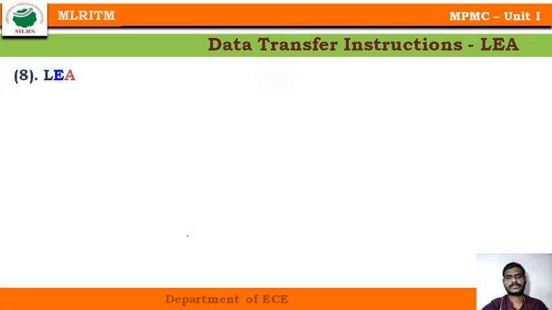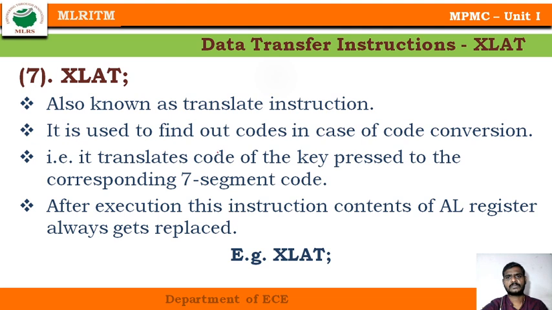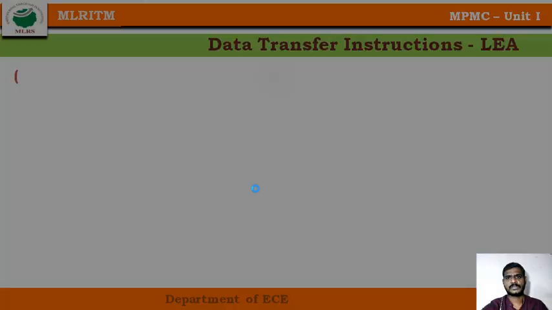Next one is XLAT. This is nothing but a simple data translation. It is known as data translate, used to find the codes in case of code conversion. That is, it translates the code of the key pressed to the corresponding 7 segment code. After execution of this translate instruction, the content of the AL register always gets replaced.